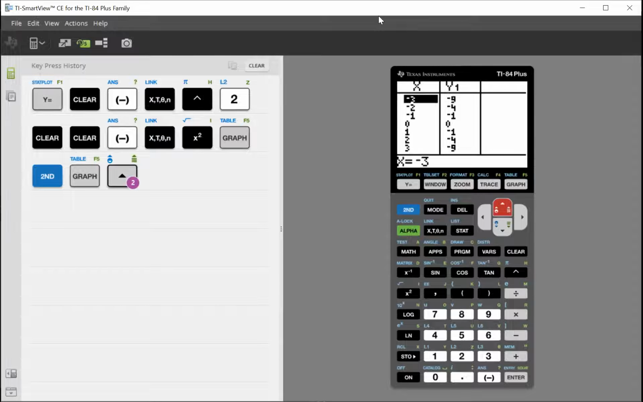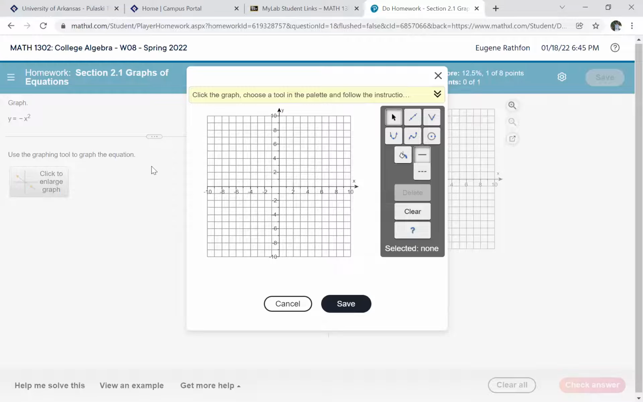All right, I wanted to graph this one on math. Question? All right, so here we are. Here's my y equals negative x squared this time, so I'll be graphing the right one. So you want to grab this three-point quadratic tool. Click on it.